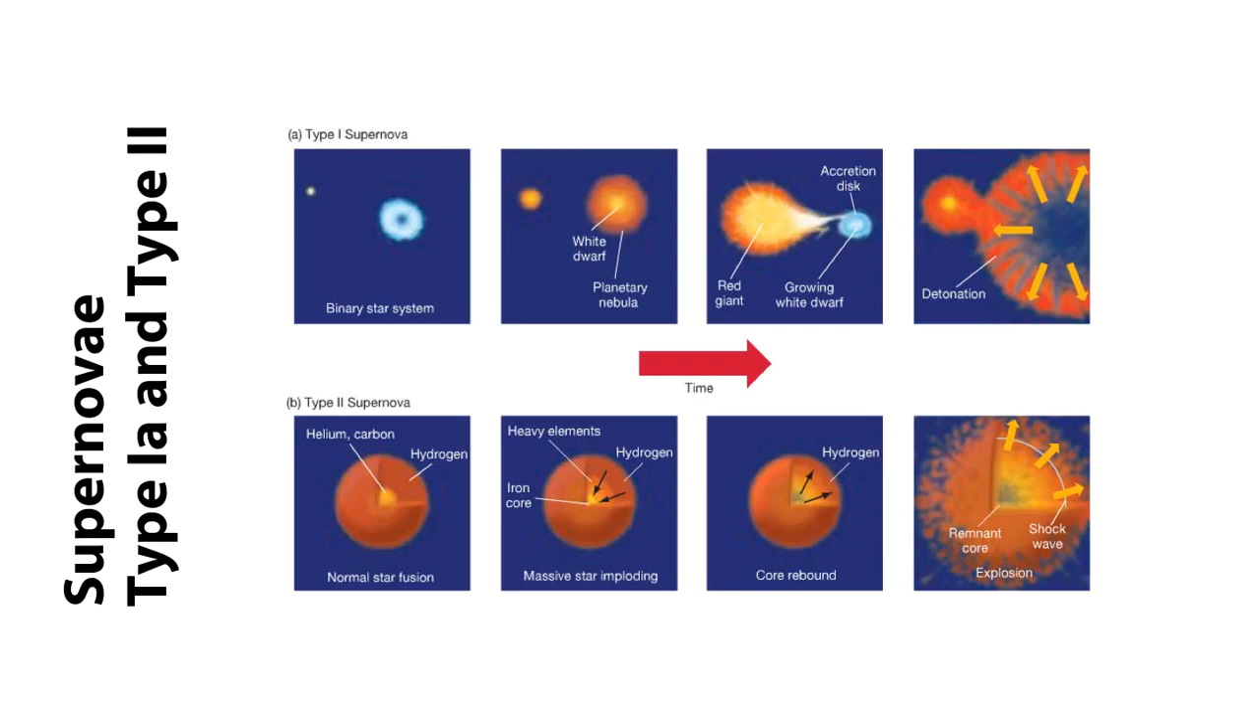On type 1 supernova up the top, binary star system, white dwarf formed, red giant sucked onto white dwarf, and then it all goes pop. Type 2 supernova is a big star, collapsing core rebound, forms a shock wave, and again, a really big bang. Okay, so that finishes the stellar processes unit.